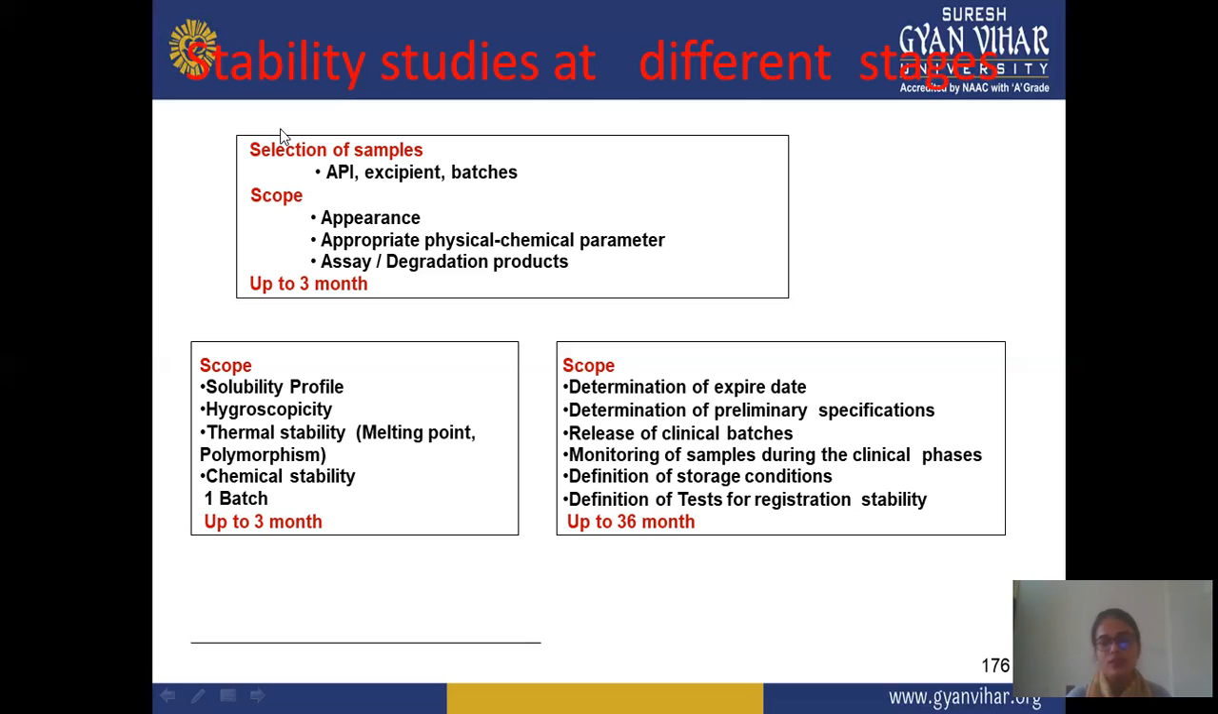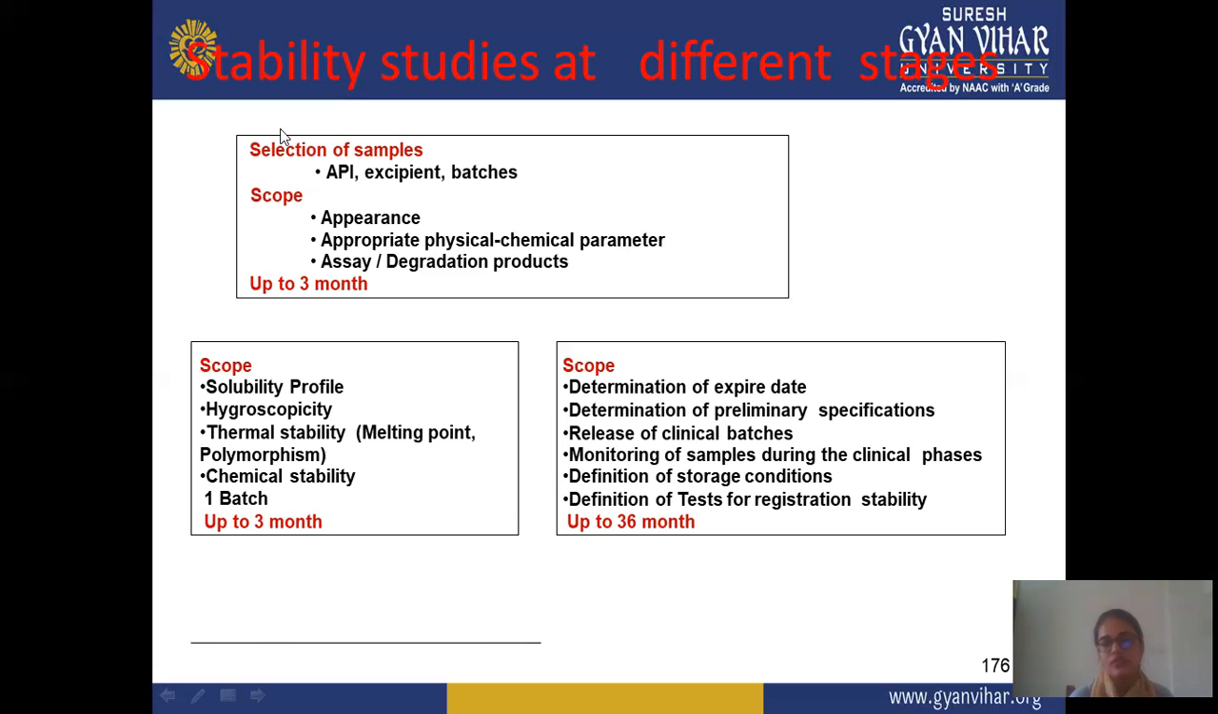And this stability study is mainly performed for determination of expiry date, means how long the drug is stable in a particular formulation or for a particular time period. With the help of this test, we check the expiry date of the formulation, determination of preliminary specification, so the starting specification is also checked. Release of clinical batches, monitoring of samples during the clinical phases, definition of the storage condition, definition of tests for registration of stability. And this test will mainly be performed for 36 months, means up to 3 years.